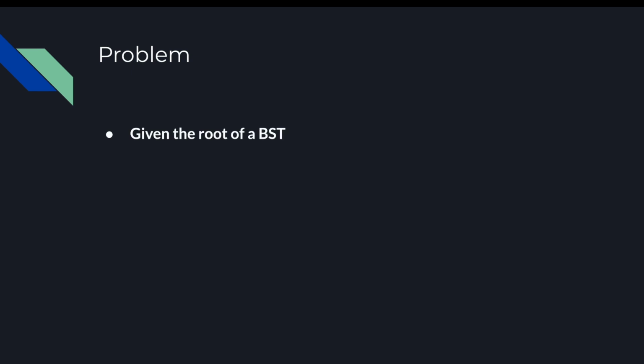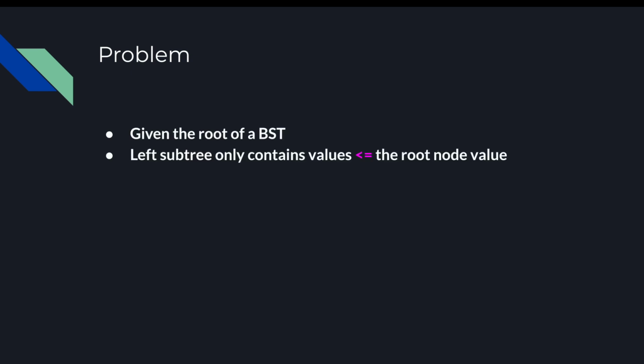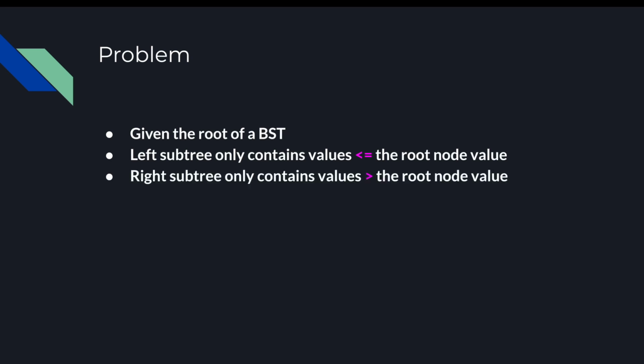All right, so here's the problem. We're given the root of a BST. We're also told that the left subtree only contains values less than or equal to the root node value. The right subtree only contains values that are larger than the root node value. And finally, we're told to return the element that occurs the most frequently in this entire BST. If there are multiple elements, we have to return all of them in any order.